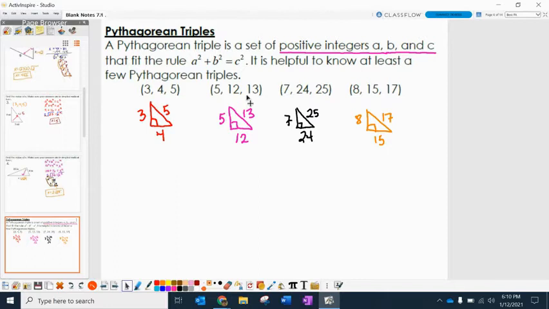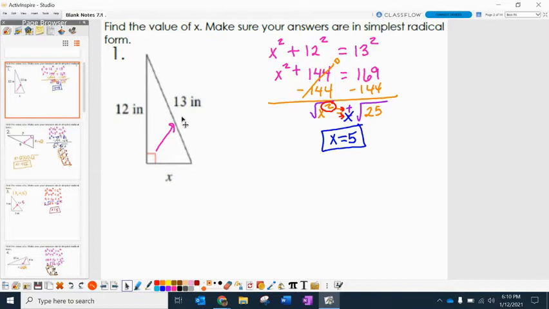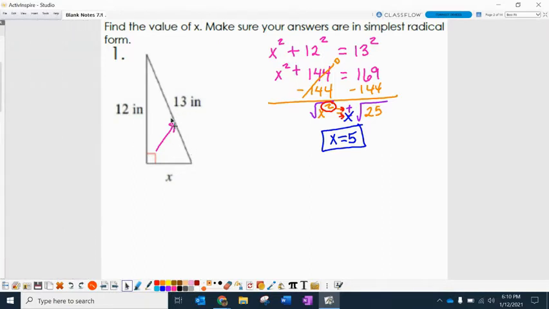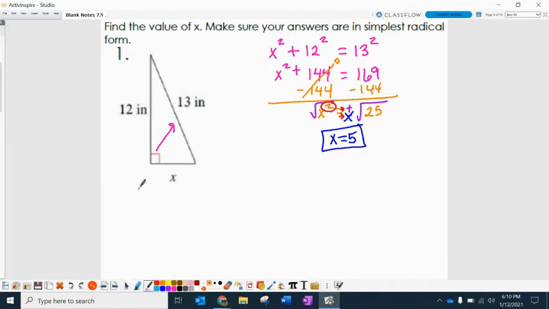If you look at our 5, 12, 13 triple, we did a problem that had that as well. If you take a look at the first problem we did, number 1, we had 2 sides that were 12 and 13. Because the hypotenuse is the biggest side, the 13, we knew that the other side was going to be 5 because it's a 5, 12, 13 triangle.